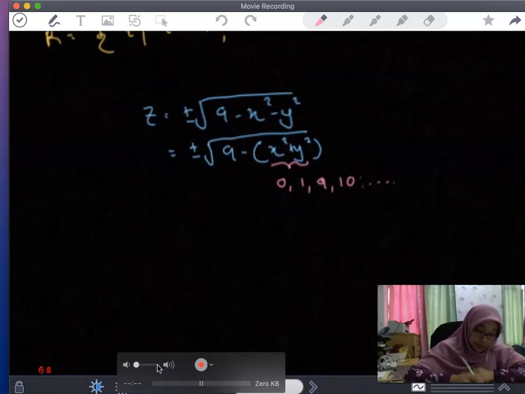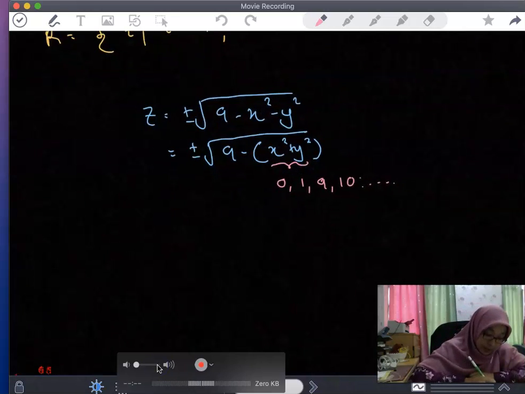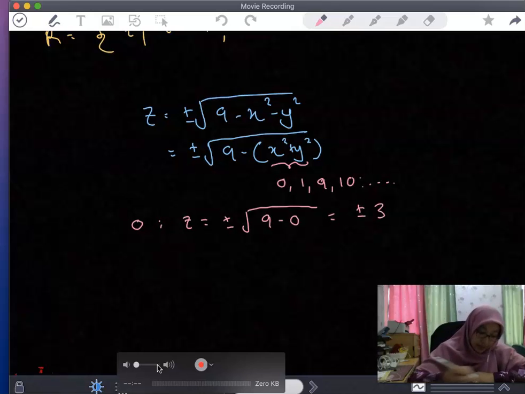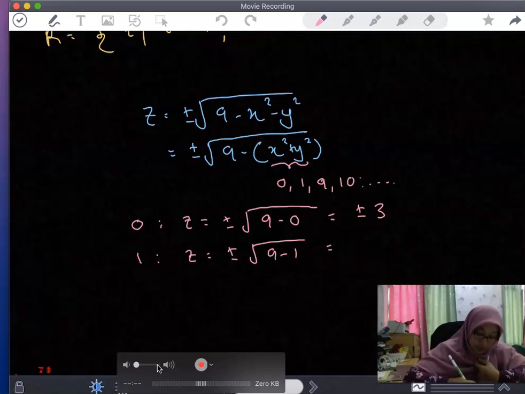Okay, so now if the value in the bracket is 0, then Z is plus minus the square root of 9 minus 0, so we get plus minus 3, right? And when we put 1 in the bracket, the value of Z becomes plus minus the square root of 9 minus 1, so you get plus minus square root 8, which is smaller than 3. And if we put 9, then 9 minus 9, so we get 0.